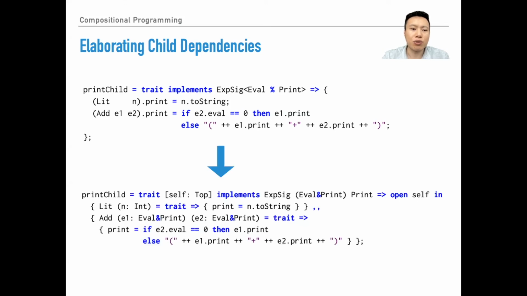In the case of print child, the sort is instantiated as eval & print. Then the first type parameter is instantiated as eval & print, and the second parameter is instantiated as print. This way, we can call both eval and print for the sub-expressions.